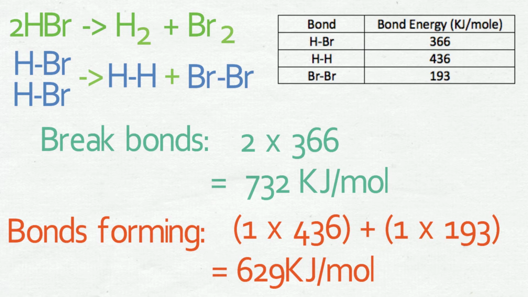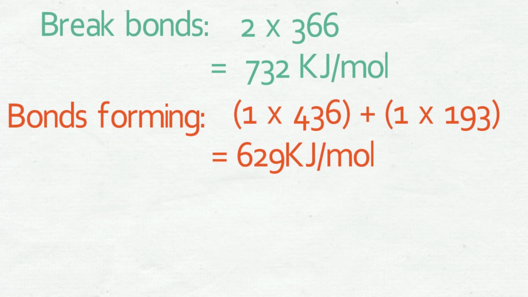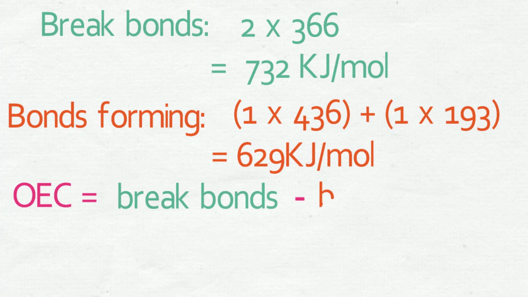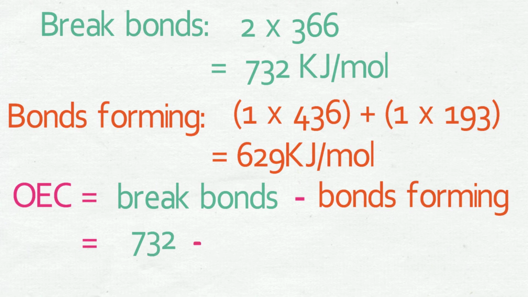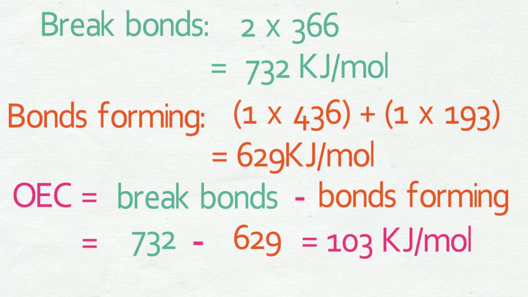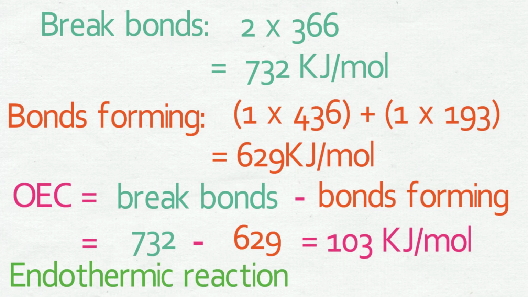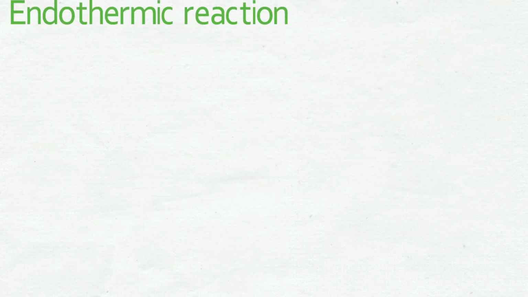The final step is to work out the overall energy change. The overall energy change is the energy required to break bonds minus the energy released by bond formation. We therefore do 732 minus 629, and this equals 103 kilojoules per mole. This is a positive value, and therefore this reaction takes in more energy than is released. This means that the reaction is endothermic. Bond calculations are quite tricky, but the more practice you do, the easier they become.